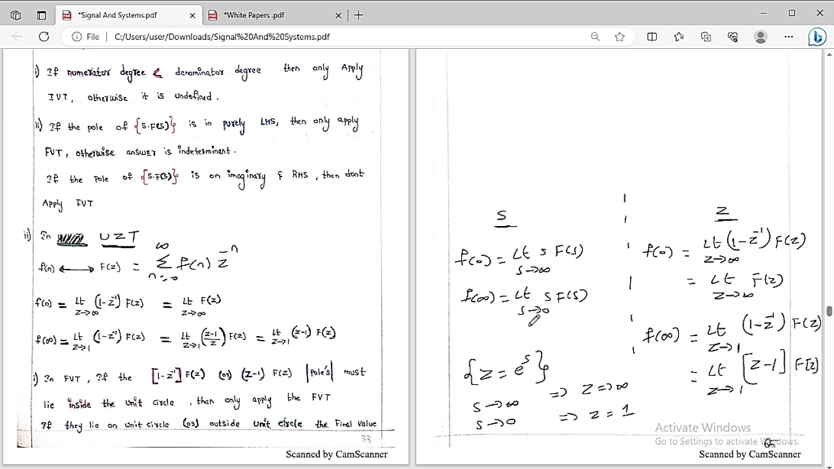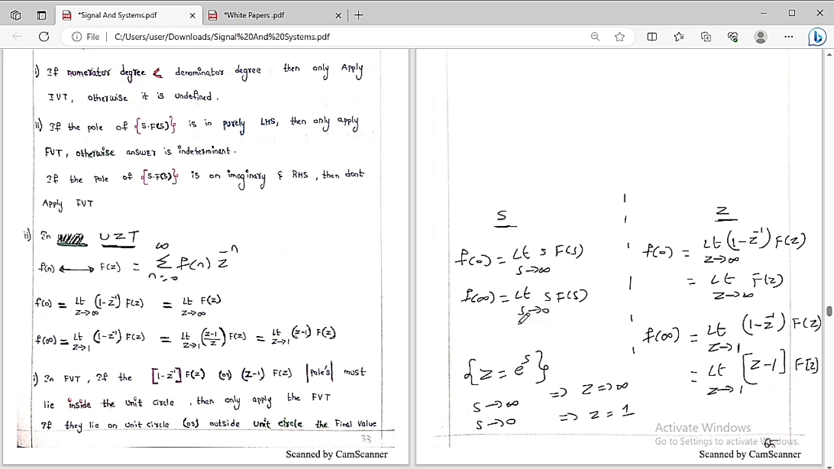So here z is nothing but e to the power of s. Here s is tending to infinity, so as s tends to infinity, z also tends to infinity. F of s means f of z. In place of this, write 1 minus e to the power of minus 1. That's it. If you simplify, in place of z, if you substitute infinity, then we are going to get f of z.